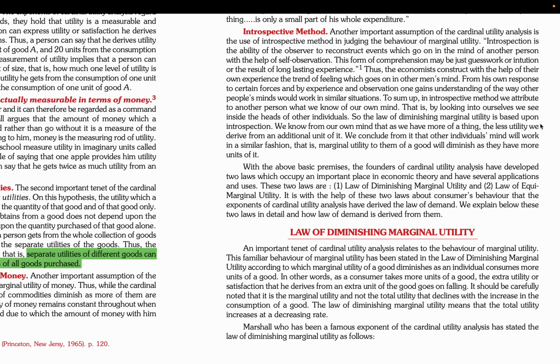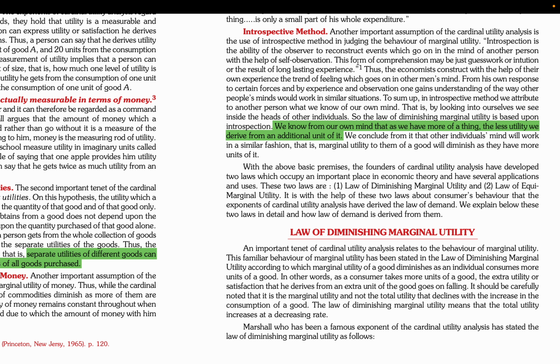So the law of diminishing marginal utility is based upon introspection. We know from our own mind that as we have more of a thing, the less utility we derive from an additional unit of it. All that the introspective method is saying is that as you have more of one thing, you're basically going to derive less and less utility out of it, and this is by introspection, which is going into your own head.